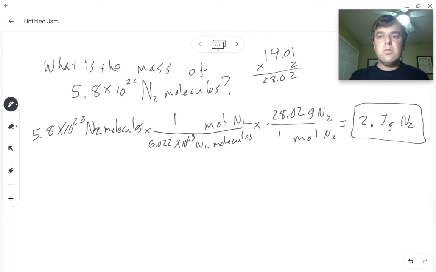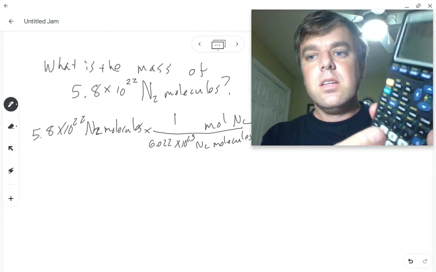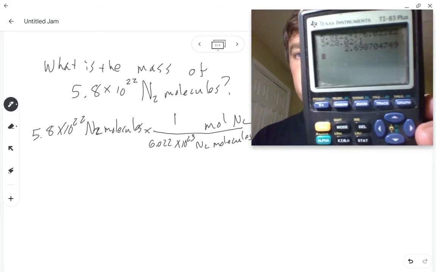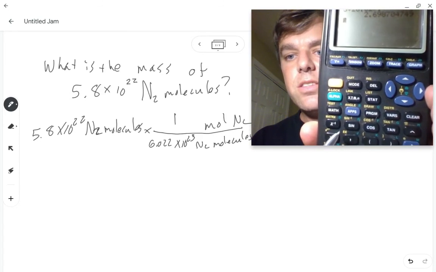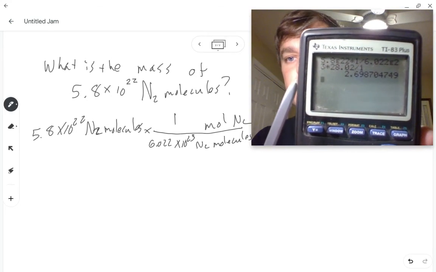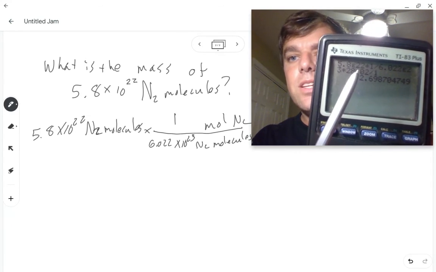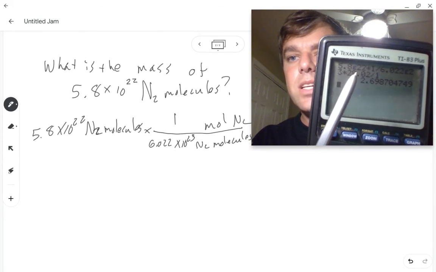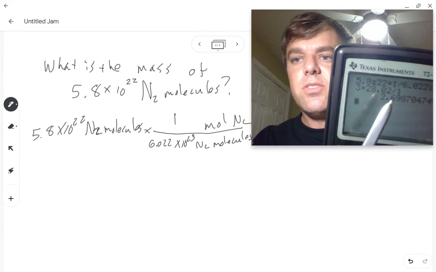Also, keep in mind when you're putting scientific notation into your calculator that you should be using the button that allows you to do scientific notation, the little EE. So you press that, and on your calculator, it says something along the lines of 5.8 E22. So just be aware of how you put this into your calculator.